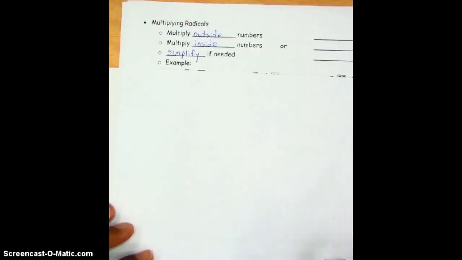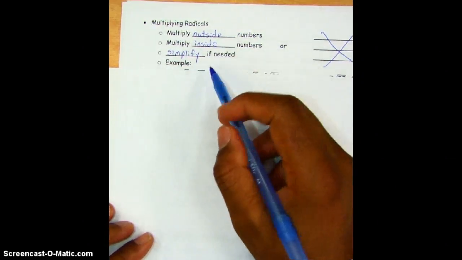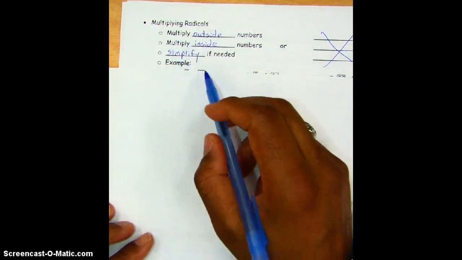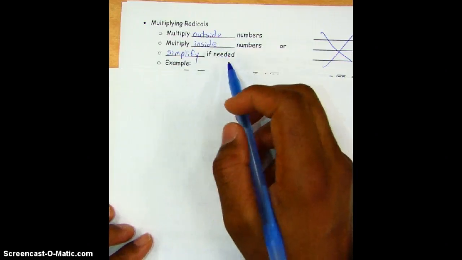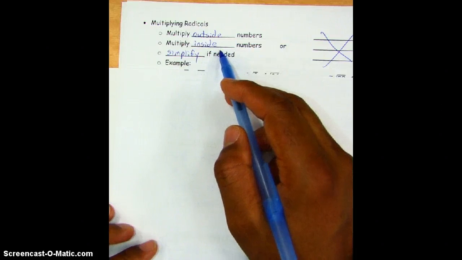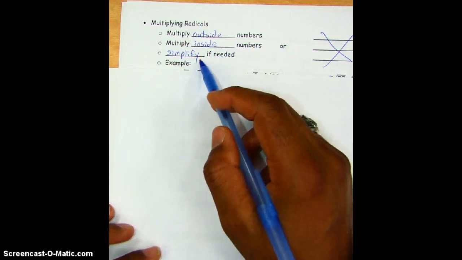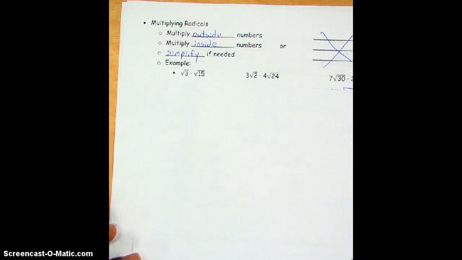All right, next, we're not going to worry about this over here. Just going to worry about these words over here. When we multiply radicals, we're going to multiply the outside numbers first. We're going to multiply the inside numbers, those are the numbers inside the radical. And then we're going to simplify if needed. We're always going to simplify the radicals as needed.